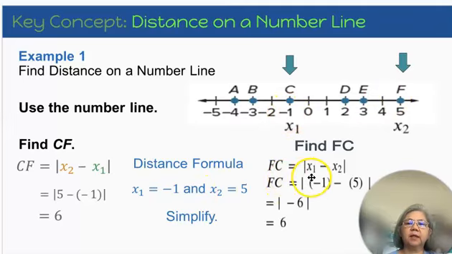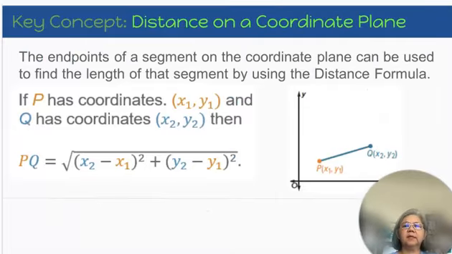If we use the formula, now we will have x1 first minus x2. So the absolute value of negative 1 minus 5 gives us the absolute value of negative 6, and the absolute value of negative 6 is still 6. So this justifies that if you are looking for the distance on a number line, you can switch the points and you will still get the same answer. Let's go to the next part.